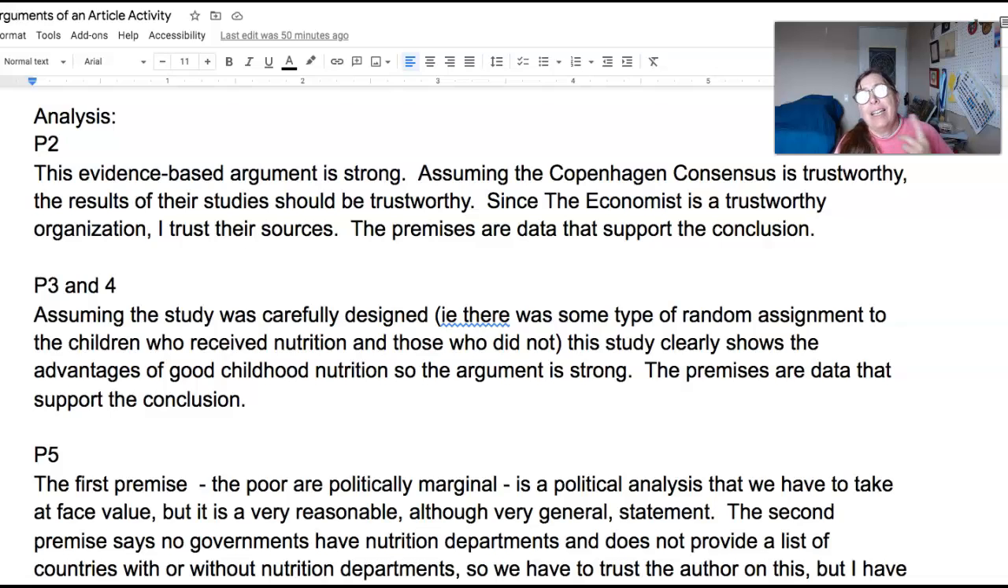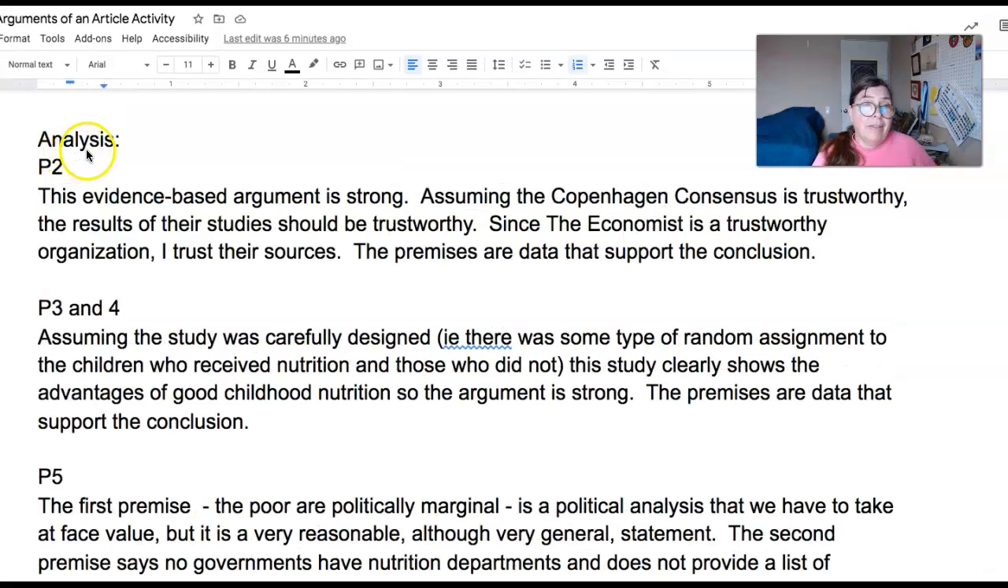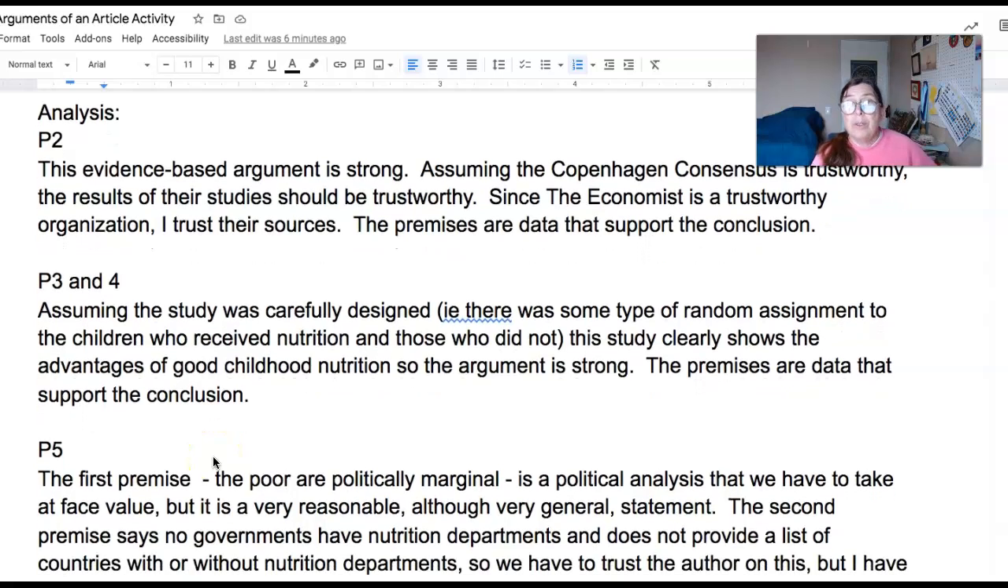In each case, I explained why I thought the argument was strong or not, and they were all pretty strong. I explained whether it's evidence or explanation based, and I also, in a couple of them, noted the assumptions that were underlying the argument. I didn't have to analyze P1 or P8 because they weren't really arguments. They were just sort of framing the article.